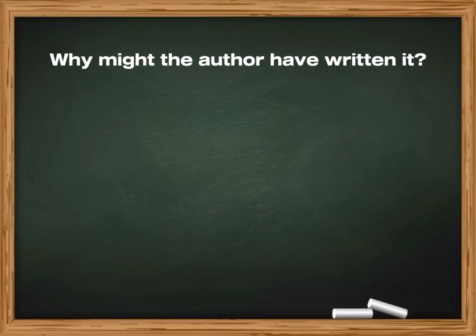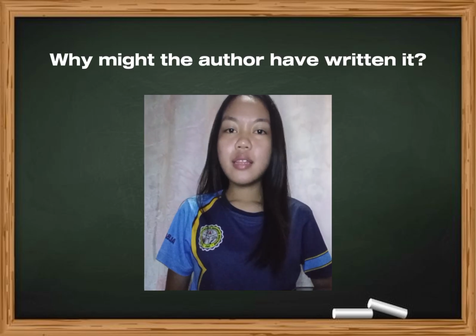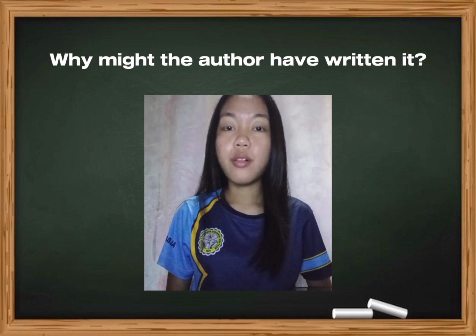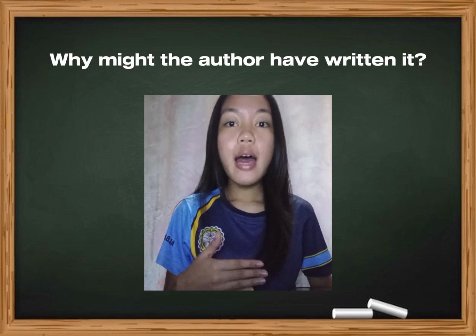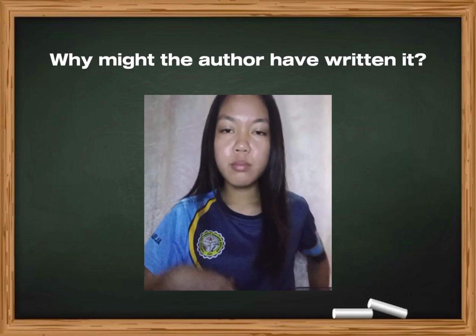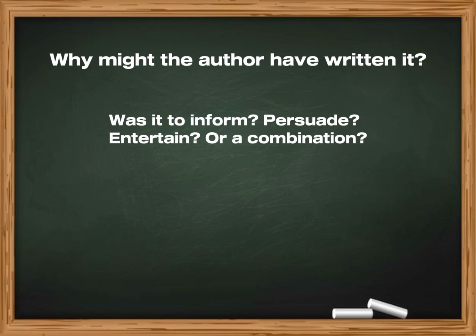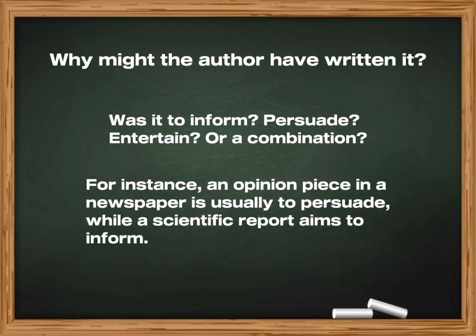Why might the author have written it? This question encourages you to delve into the author's motivation and purpose of creating the text. Was the author primarily trying to inform the reader about a particular topic, persuade them to adopt a certain viewpoint, entertain them with a story, or perhaps a combination of this? For instance, an opinion piece in a newspaper is usually written to persuade, while a scientific report aims to inform.